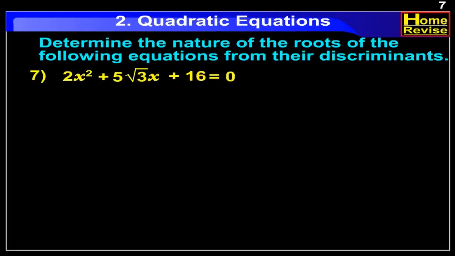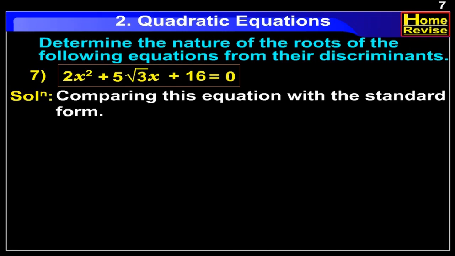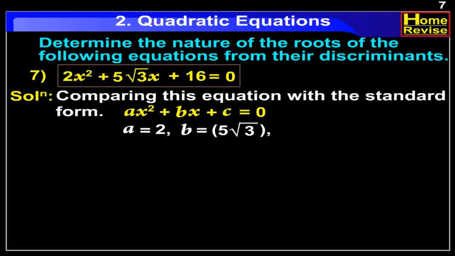2x² plus 5 root 3x plus 16 is equal to 0. Solution. The given equation is 2x² plus 5 root 3x plus 16 is equal to 0. Comparing this equation with the standard form ax² + bx + c = 0, we get a is equal to 2, b is equal to 5 root 3 and c is equal to 16.